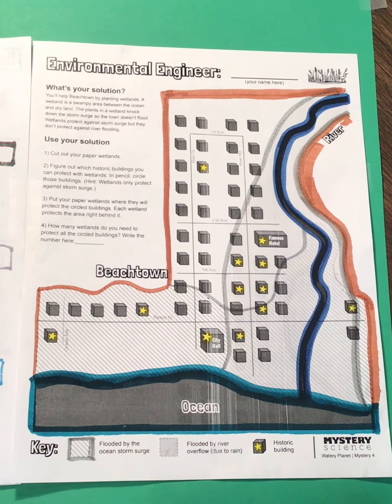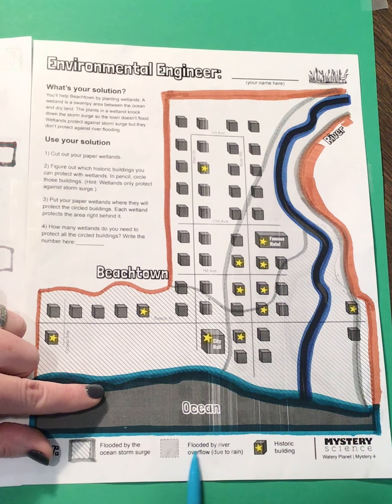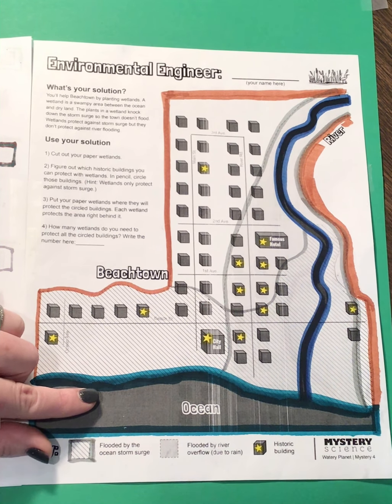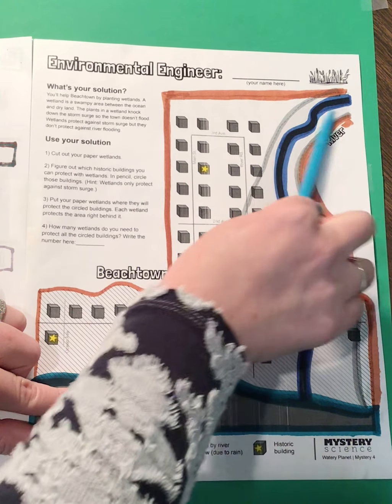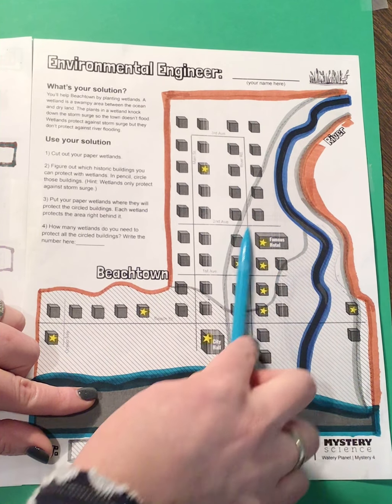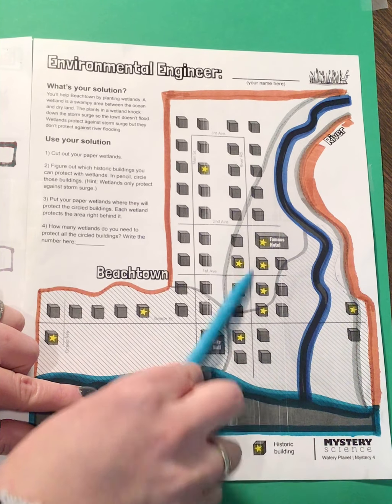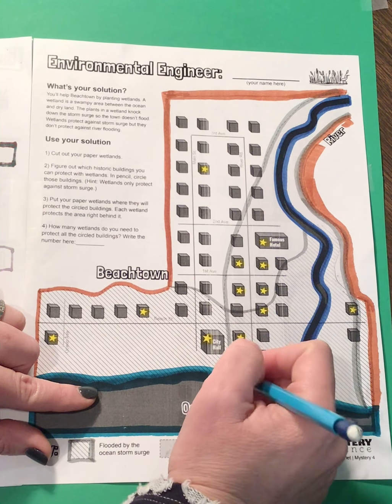When you have just the gray shaded, it's a little bit harder to see. So watch. Flooded by the river overflow due to rain, that is this area in here. Notice that it is in the area where the river is. This is all gray. Guess what? This is both. And I'm not sure if you could see that. That's why I had to show you.